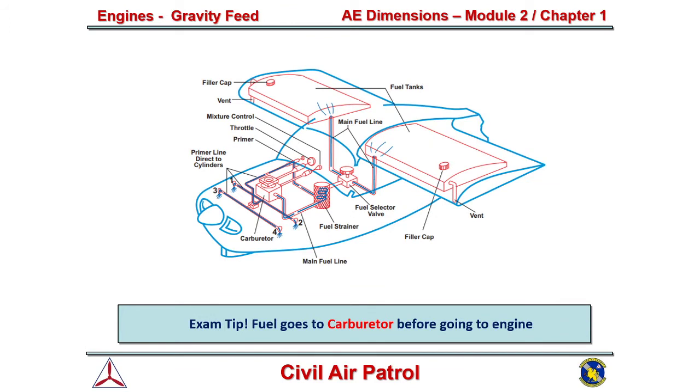Okay, now here's a really good picture of the above-wing gravity-fed fuel system. You can see the two fuel tanks on the wings here, and you can see basically the line that's going to go down into a fuel selector valve. The fuel selector valve then goes into a strainer because you don't want dirty gas going into your engine. That then moves into what's called a carburetor. We're going to talk about that in a second.